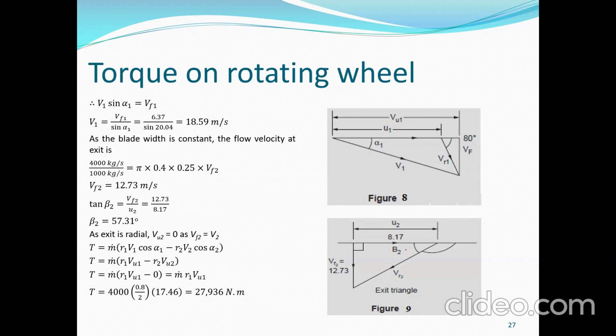At this figure, Figure 9, in the exit velocity triangle diagram, you can see it. As the exit is radial, Vu2 is equal to 0. So Vf2 is equal to V2. So the torque is equal to m dot times R1 V1 cosine alpha 1 minus R2 V2 cosine alpha 2, which is m dot times R1 Vu1 minus R2 Vu2, which is m dot times R1 Vu1 minus 0, because your Vu2 is 0.